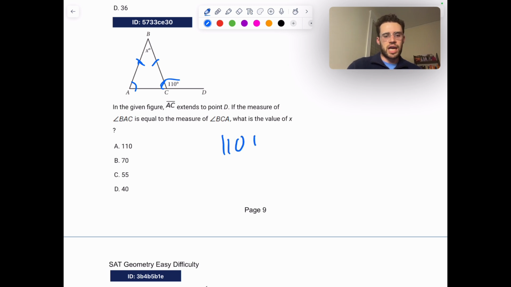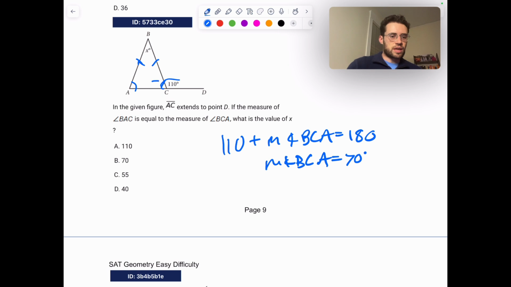So 110 plus the measure of angle BCA equals 180 degrees. So subtract 110 from both sides, or think what plus 110 makes 180. The measure of angle BCA has to be 70 degrees. So this will be 70, and if these two angles are congruent, then this is also 70. And now to find x, you're using the same formula we've been using for a lot of these, which is just that all the interior angles of a triangle add up to 180. 70 degrees plus 70 degrees plus x degrees equals 180 degrees.